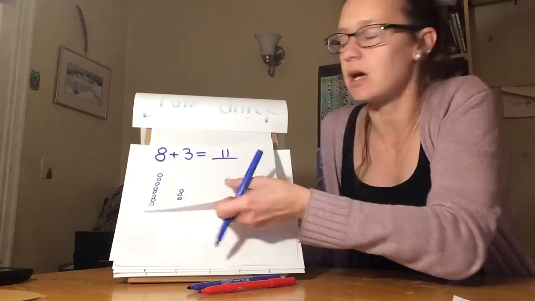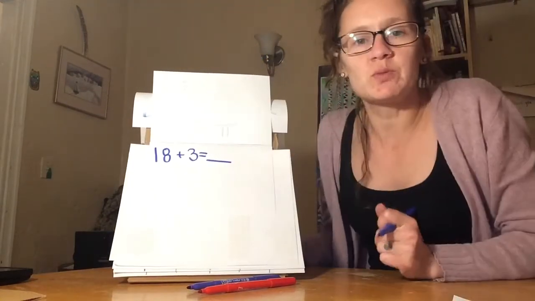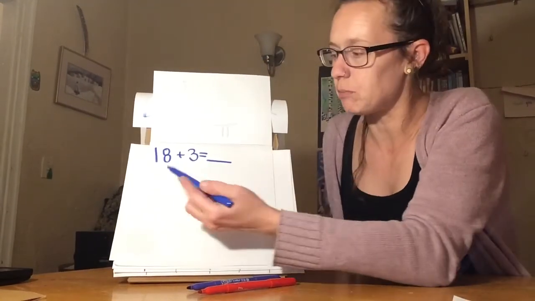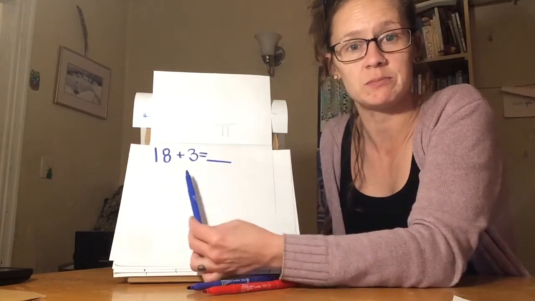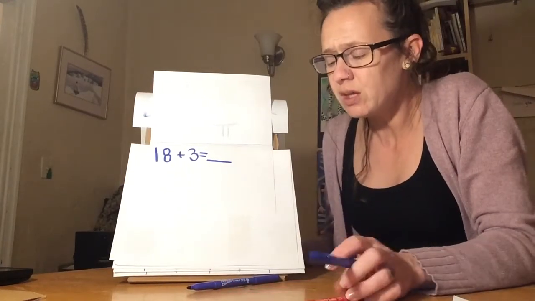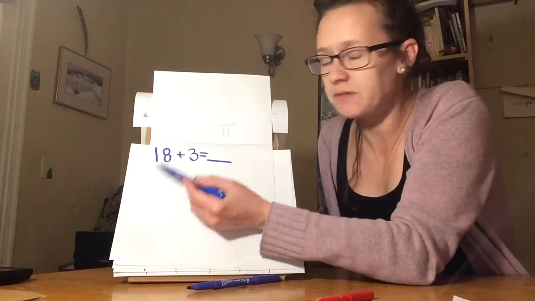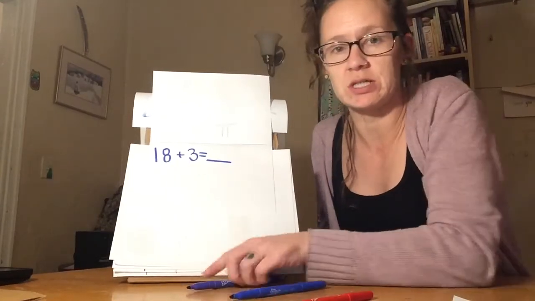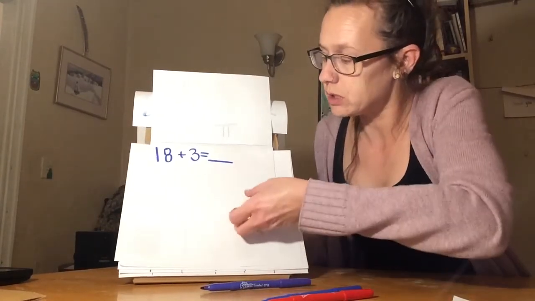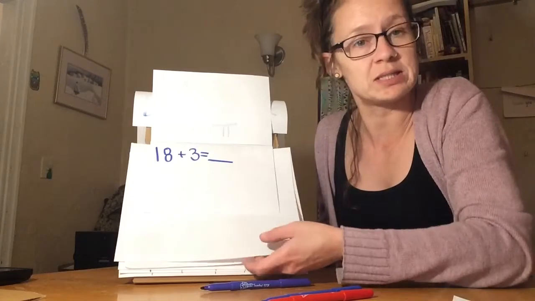That seems easy enough. But what happens when we're faced with bigger numbers, such as 18 plus 3? It would be a little bit hard to fit 18 items underneath this number. So, we're going to talk about ways to draw quick tens and ones.